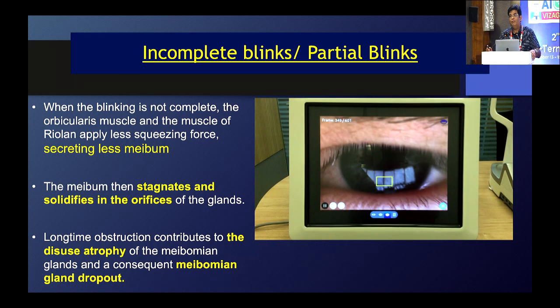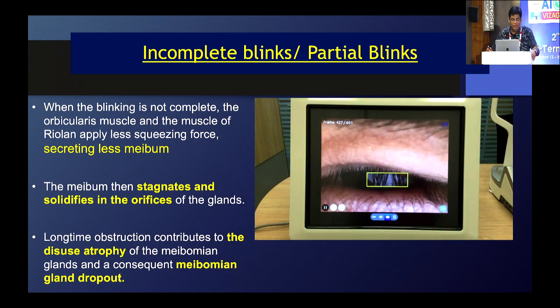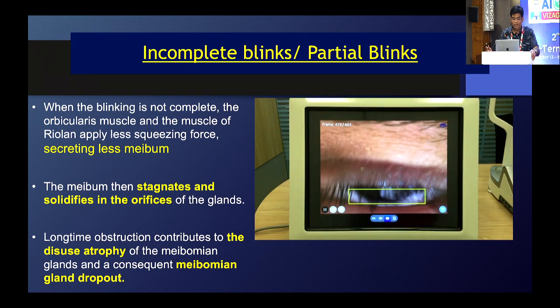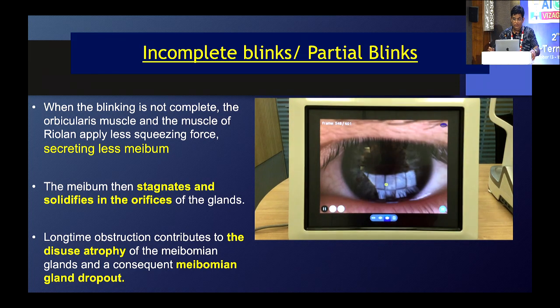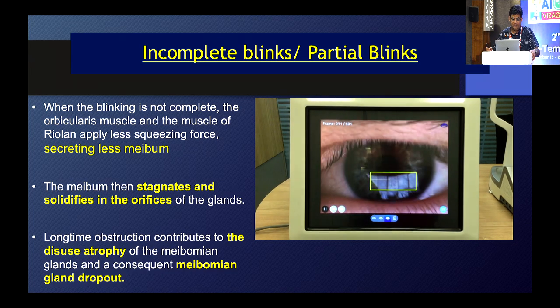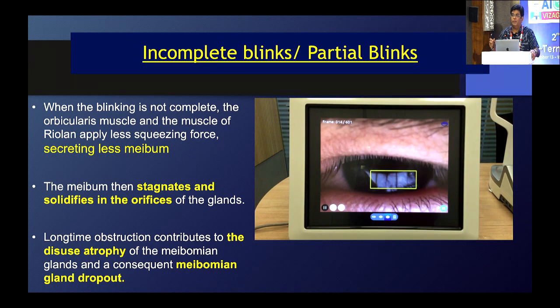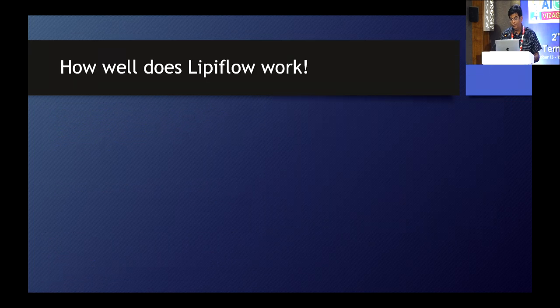I talked about partial blinks, but what do partial blinks do? Because of the lack of the muscles being used, there's less force secreting the meibum, so it leads to less meibum in the tear film. Also, when the meibum is secreted less out of the meibomian glands, it stagnates and solidifies in the orifices of the glands. A long-term obstruction will then lead to disuse atrophy and ultimately present to us as gland dropouts. So that is how important this is. I think we have to really work on this more when we are treating these patients.